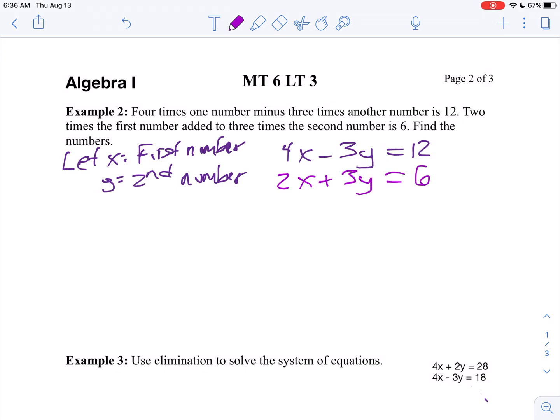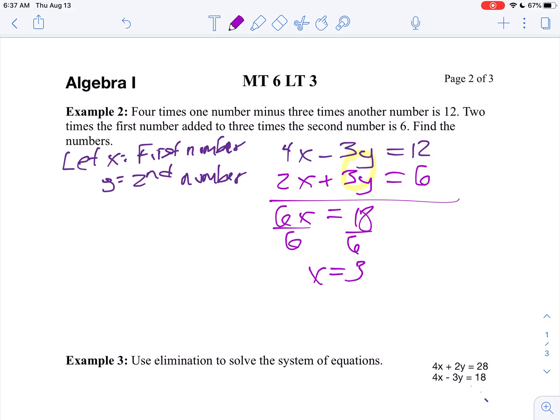6. Well, notice, if I add up my two equations, the y's will cancel. So I'm going to say 4x plus 2x is 6x equals 18. Divide both sides by 6. x equals 3. So my first number is 3.